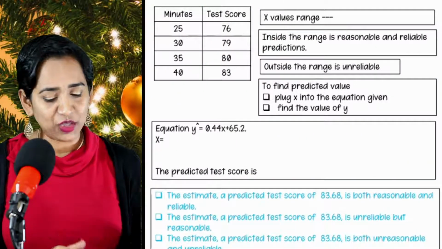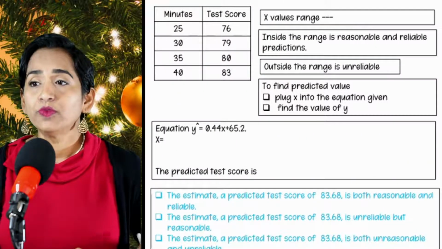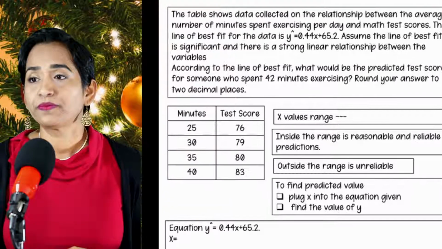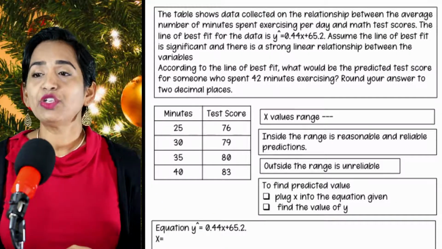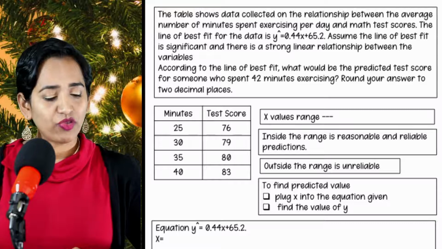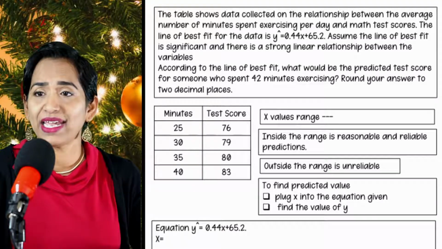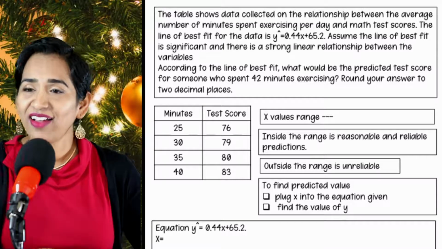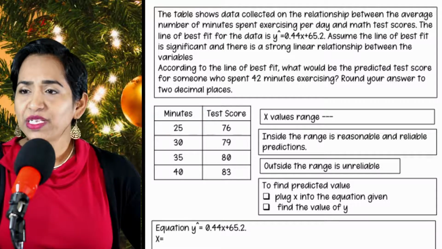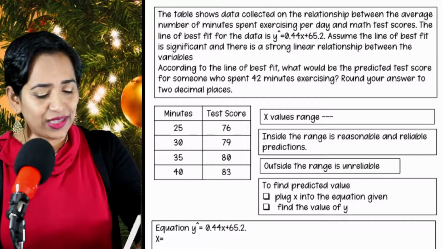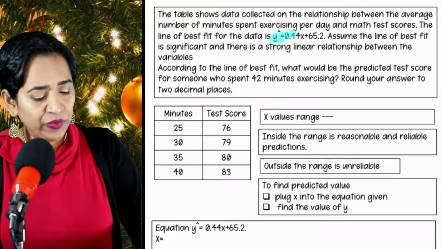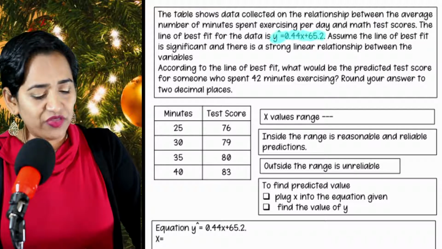All right, next problem. The table, oops, where is the table? The table shows the data collected on the relationship between the average number of minutes spent exercising per day and math test. How interesting. The line of best fit for data. So whoever did this experiment, thank you. They already found the line of best fit.